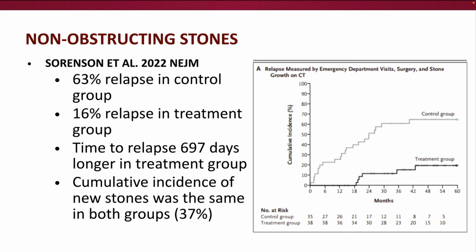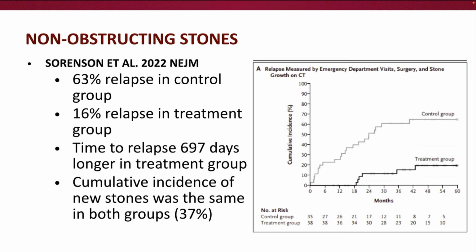The time to relapse was way longer. It was 697 days. For those 16% of people who relapsed in the treatment group, they're probably relapsing with new stones at that point, because it's taking up to 700 days for them to come back. So those are new stones. So they're basically saying this study gives us the first evidence that treating asymptomatic stones at the same time as your ureteroscopy for a symptomatic one is beneficial.